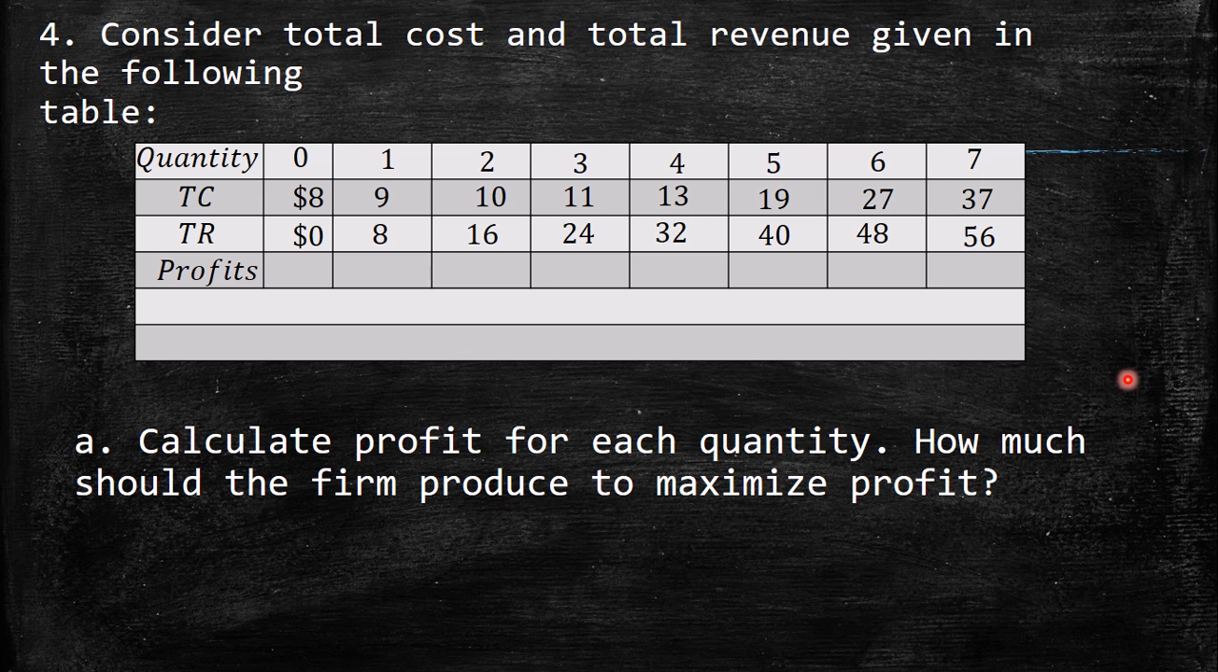Then we're going to figure out about profits. What is the definition of profits? Total revenue minus total cost.